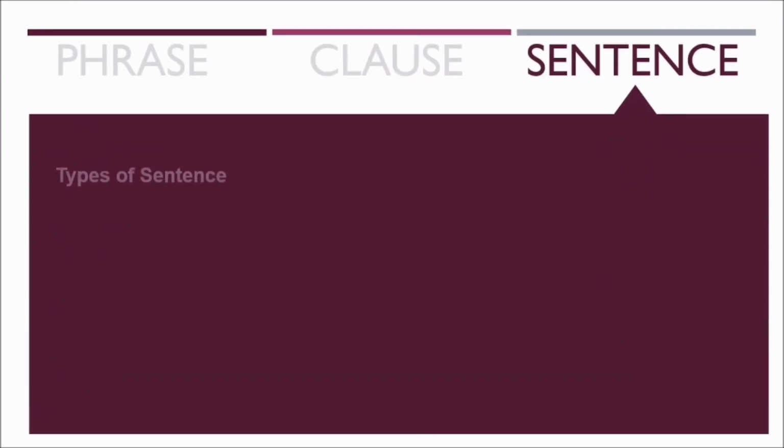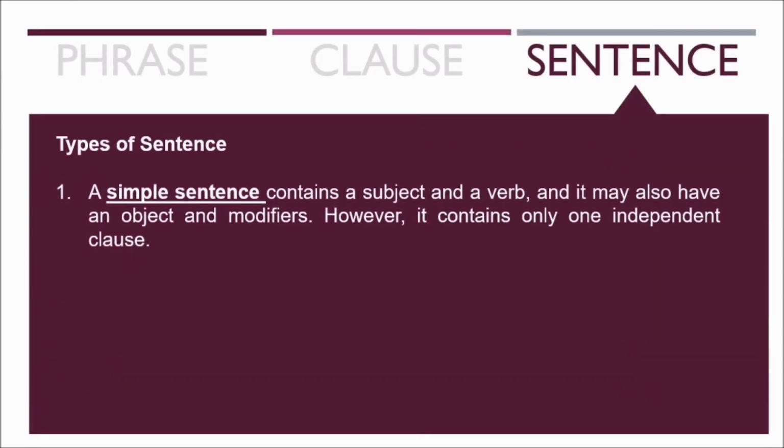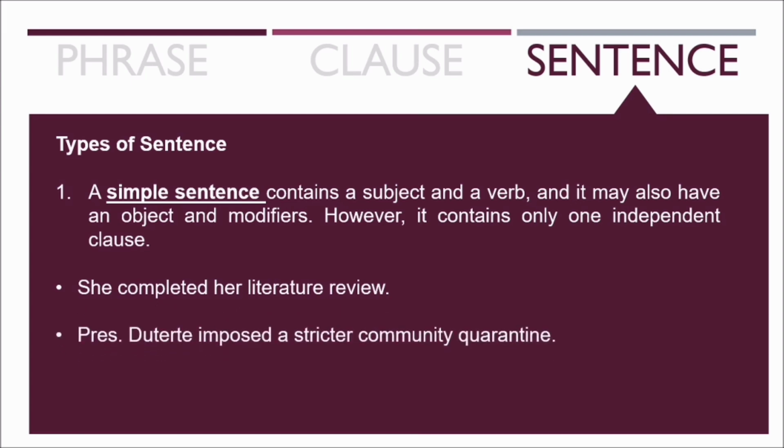Let's go first with our simple sentence. Your simple sentence contains a subject and a verb. It may also have an object and modifiers. Remember, from the term itself, simple, therefore, it only contains one independent clause, okay? For example, "She completed her literature review." "President Duterte imposed a stricter community quarantine."